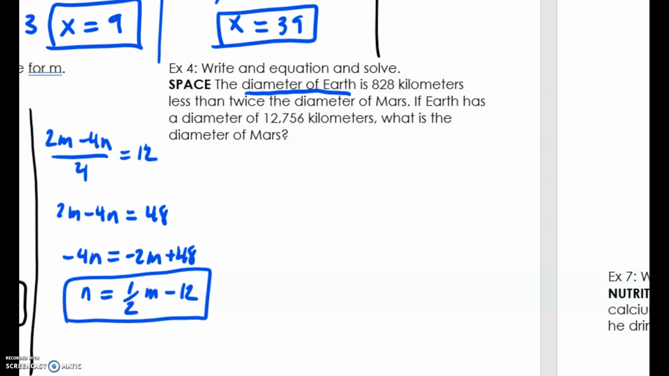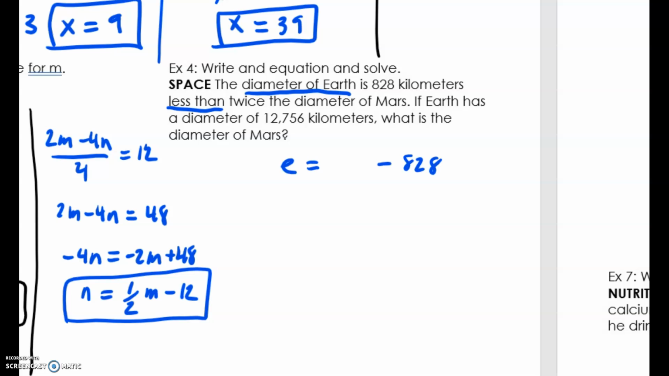Since we're talking about two diameters here, I'm just going to use the letter E to represent this. So Earth, or the diameter of Earth, is 828 less than twice the diameter of Mars. So when we see this word is, we're thinking equals. When we see the term less than, that means we're subtracting it from. So I'm subtracting 828 from.